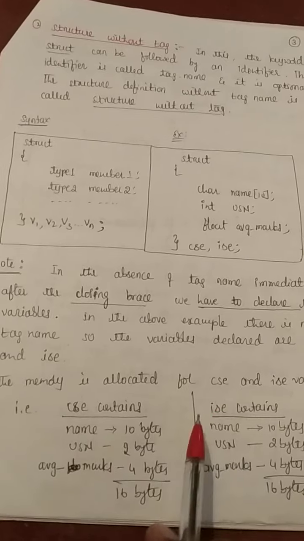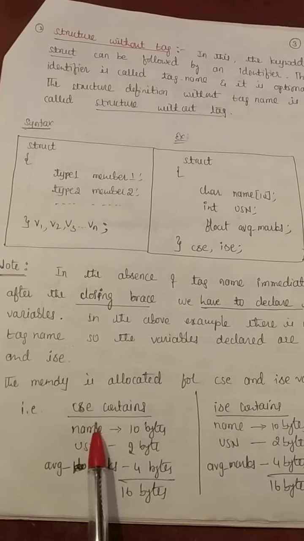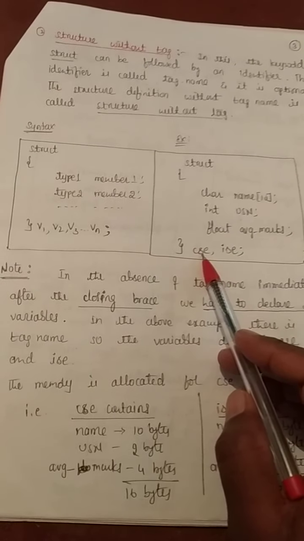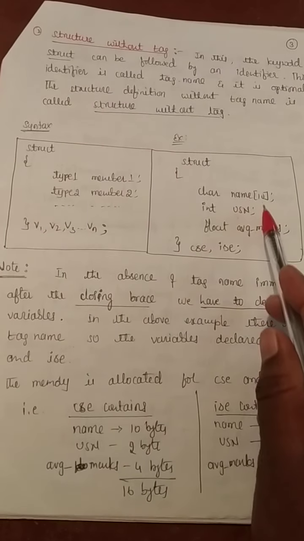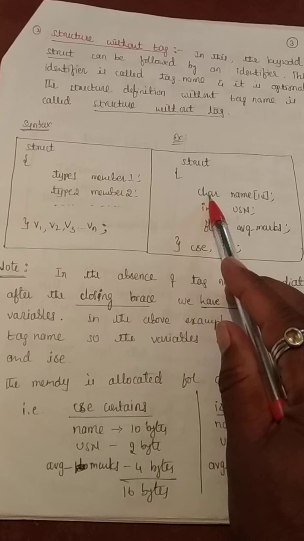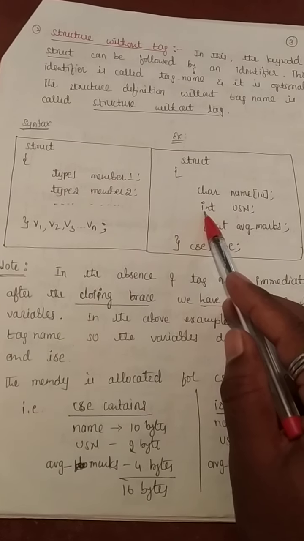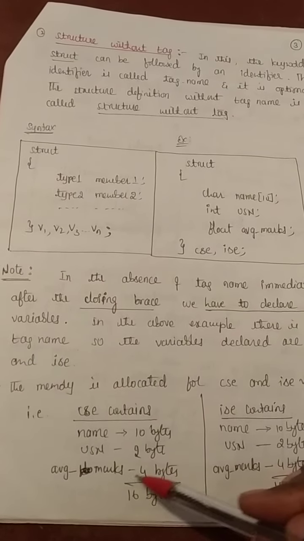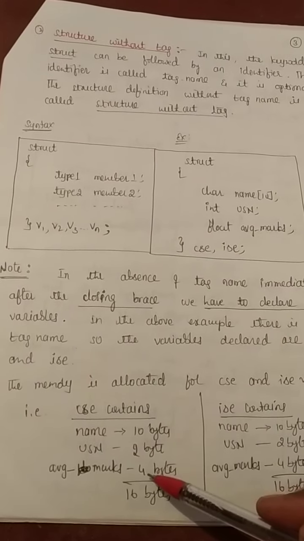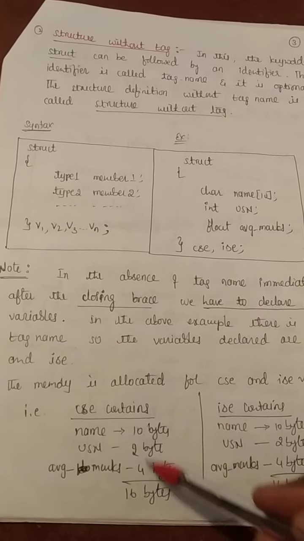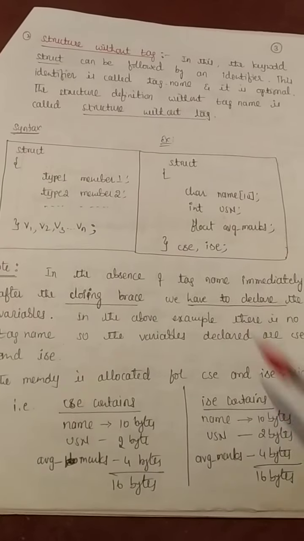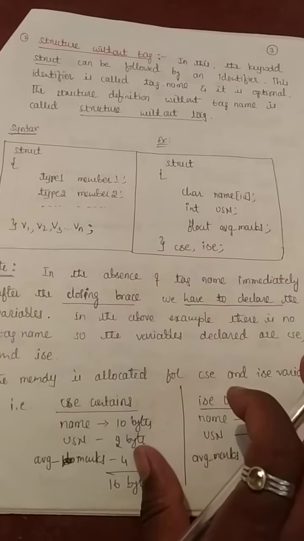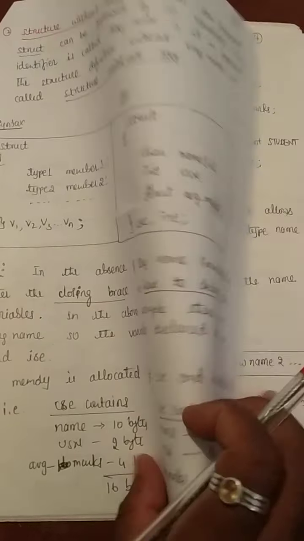If you come to the matter of how much memory will be allocated for CSE, see, CSE contains name of 10 bytes. 10 in the sense 10 bytes. Each character holds 1 byte. Integer holds 2 bytes. And average marks, float holds 4 bytes. So total 16 bytes of memory will be allocated for CSE and 16 bytes of memory will be allocated for ISE. This is structures without tag.